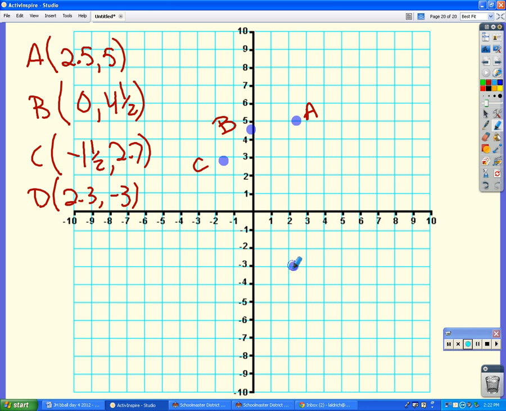Awesome. Okay. Good job. And so now he said 2.3 means, again, he had to estimate a little bit and go a little bit past 2. And then minus 3 means from there go down 3. And then this is point D. Okay? All right.